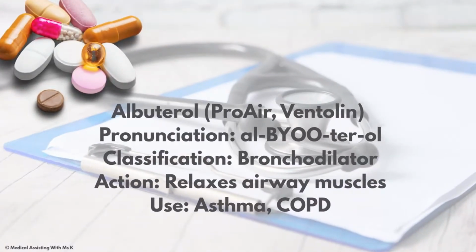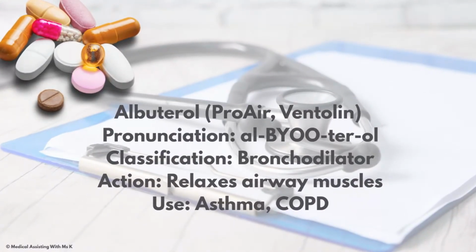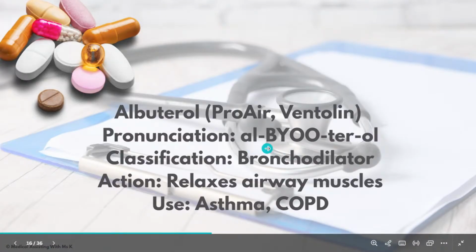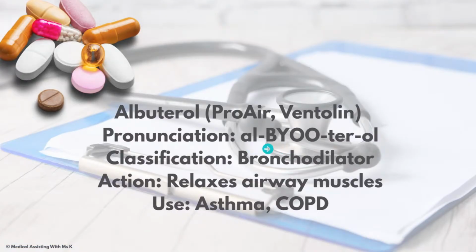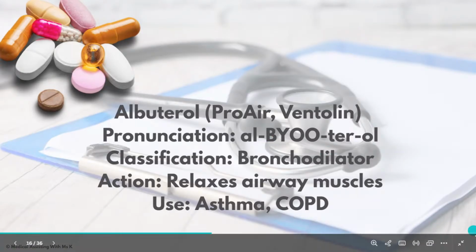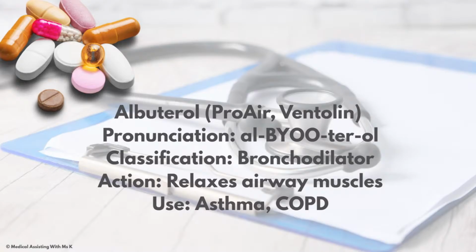Next, we have albuterol. Brand name is ProAir and Ventolin. And again, you have the pronunciation here, guys. So when you're not able to pronounce certain words, just always look up the pronunciation, okay? Because I'm sure there are some medications that I probably was saying wrong as well before I learned the pronunciation of it, okay? Classification is a bronchodilator. And how does it work? What does it do? It relaxes airway muscles, and it's used for patients with asthma and COPD.